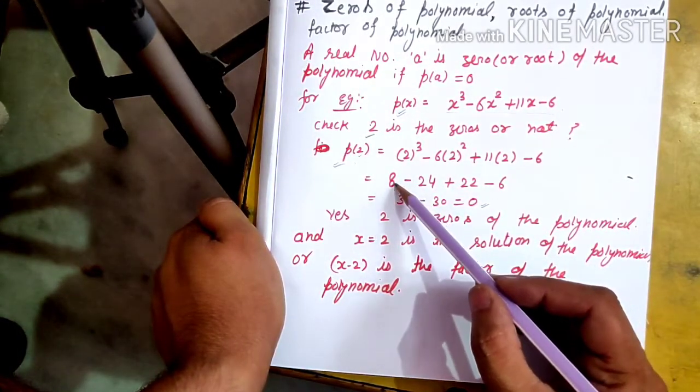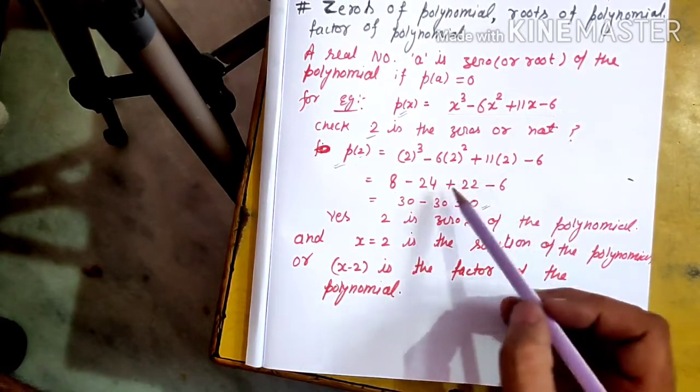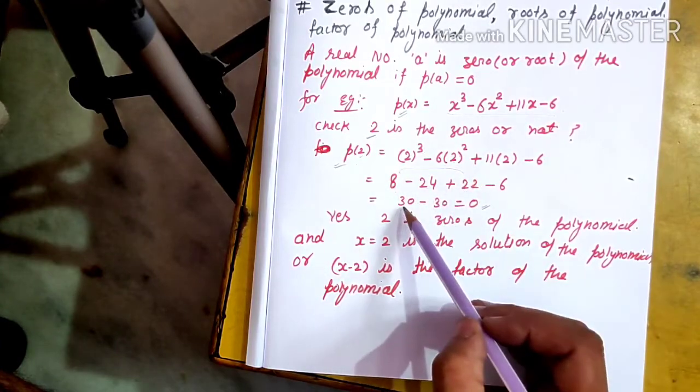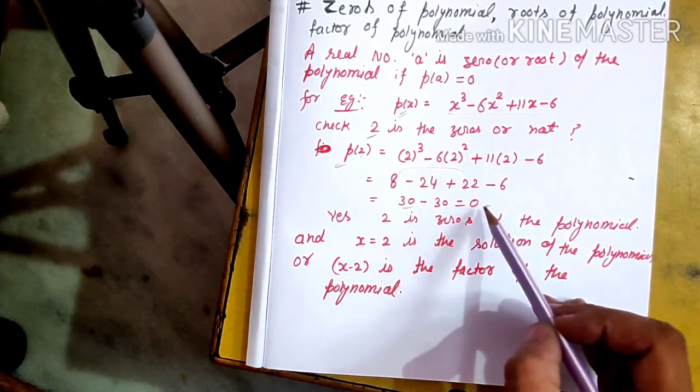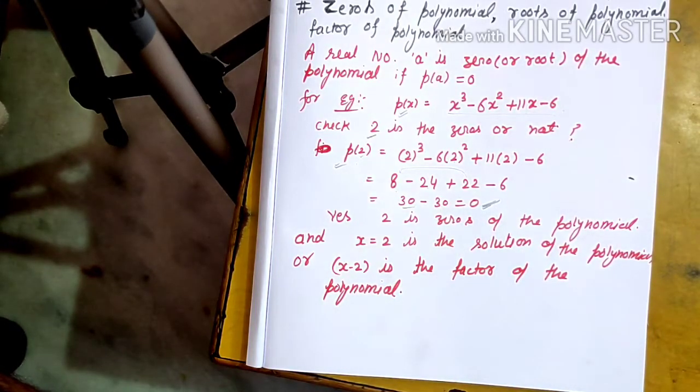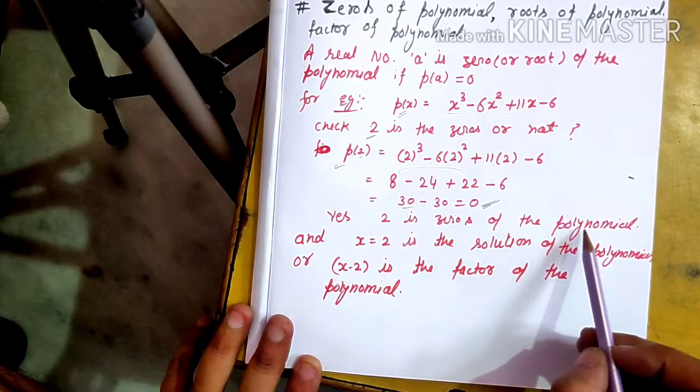2 to the power 3 is 8, 6 into 4 is 24, 11 into 2 is 22, minus 6. 8 plus 22 is equal to 30, 24 minus 6 is equal to 30, 30 minus 30 equal to 0. My answer is 0, and if my answer is 0, then that means yes, 2 is the zero of the polynomial.